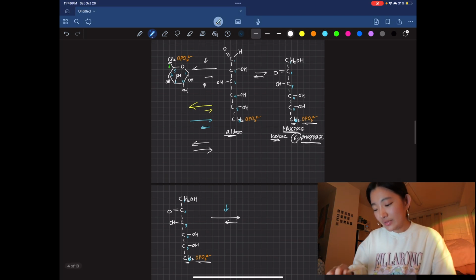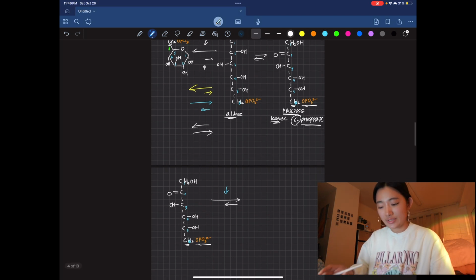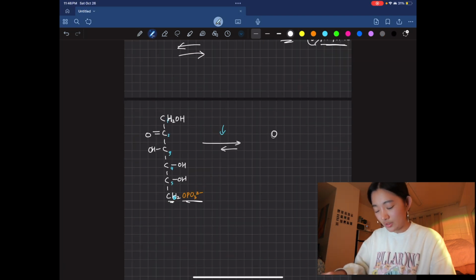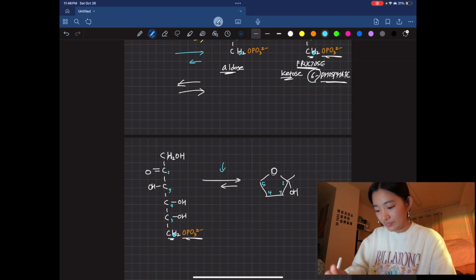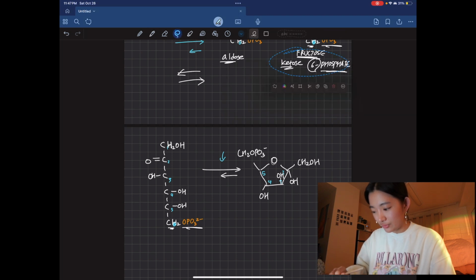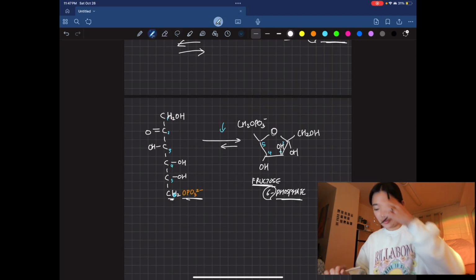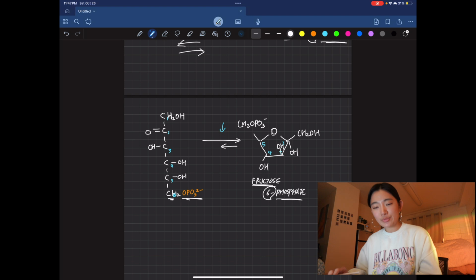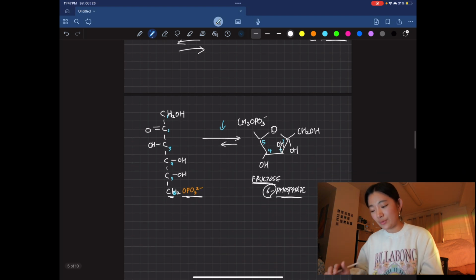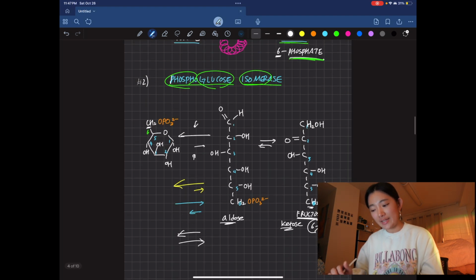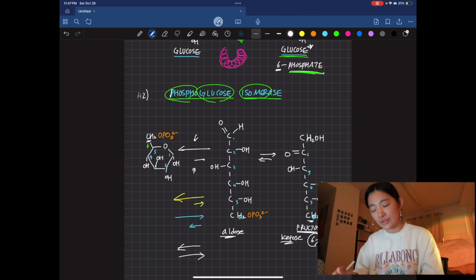In the grand scheme of things, there is no favorability. This is just a reversible reaction. Once we close this ring back up, we're going to get the ring form of fructose 6-phosphate. Beautiful. So now we have the isomer form of glucose 6-phosphate, which is fructose 6-phosphate. And the enzyme that did that is phosphoglucose isomerase.